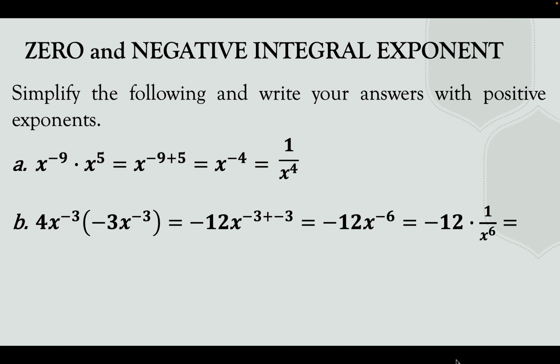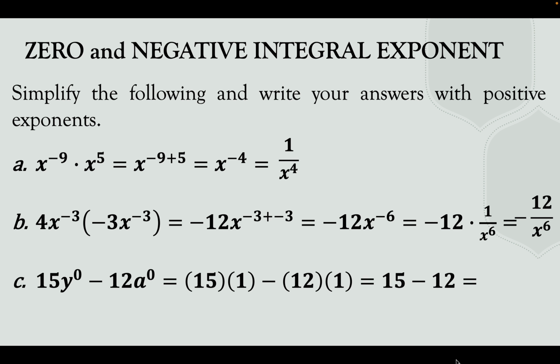So we have negative 12 times the negative exponent of x raised to 6. So we have x raised to negative 6, so we have 1 over x raised to 6. So negative 12 times 1, we have negative 12, and then 1 over x raised to 6. So we have negative 12 over x raised to 6.